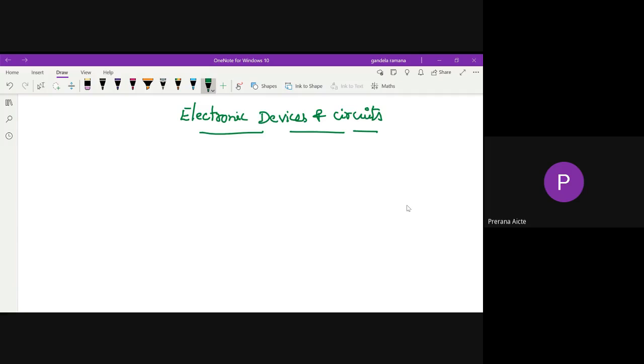So generally, what is electronics? The branch of engineering which deals with the current conduction through a vacuum or gas or a semiconductor is known as electronics. Electronics essentially deals with the electronic devices and their utilization. An electronic device is that in which current flows through a vacuum or gas or a semiconductor.